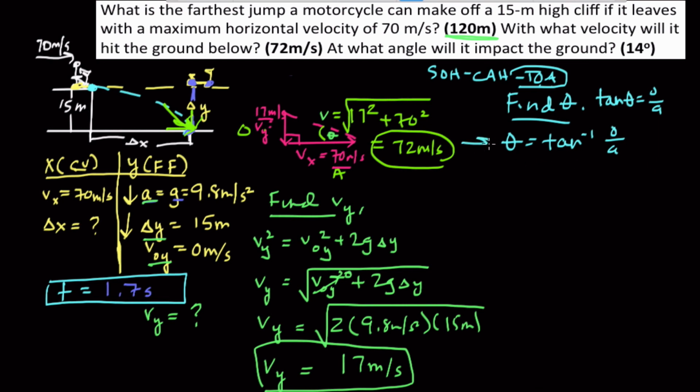A lot of you are still writing very funny things when you try to show the steps. So that's what you're saying: this angle is the inverse tangent of that ratio. Plug it in. Opposite is 17. Adjacent is 70. And we get that it hits the ground at an angle of 14 degrees.